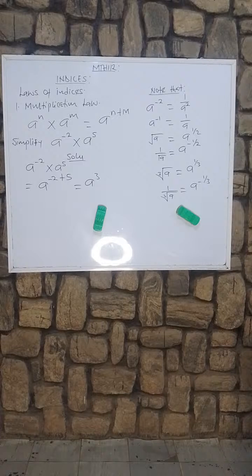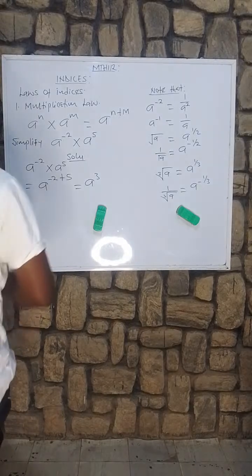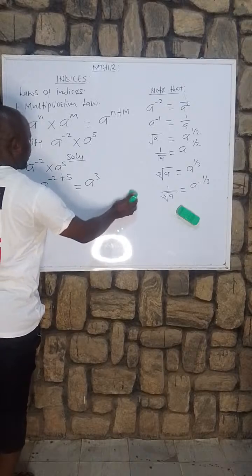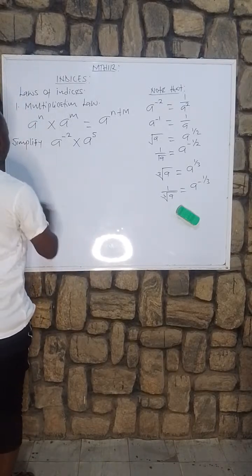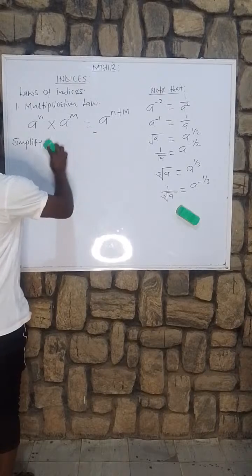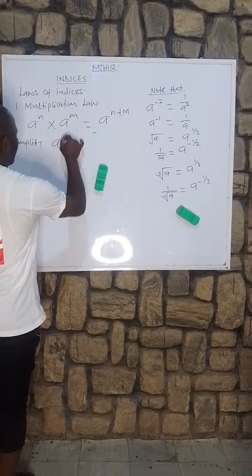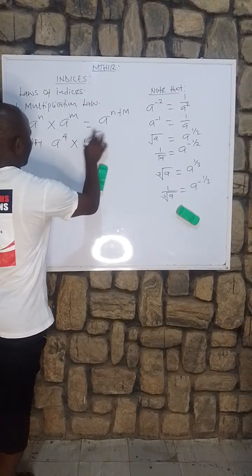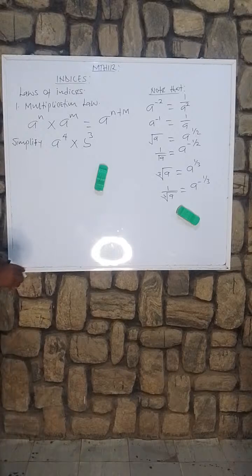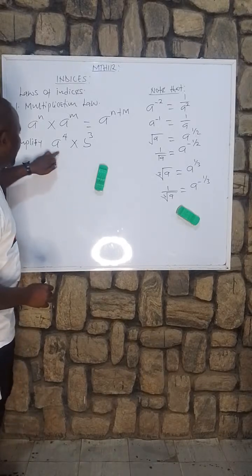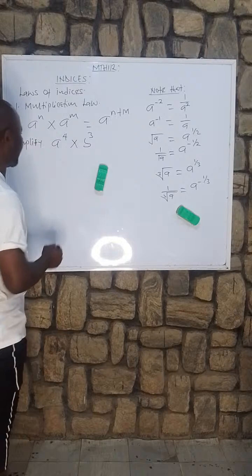Yeah, we'll get to that if the bases are different. Is that clear? Okay, let's look at it. Let's answer this person's question. Assuming you are asked to simplify a raised to power 4 times b raised to power 3. You cannot do otherwise. Why? Because the bases are not the same.